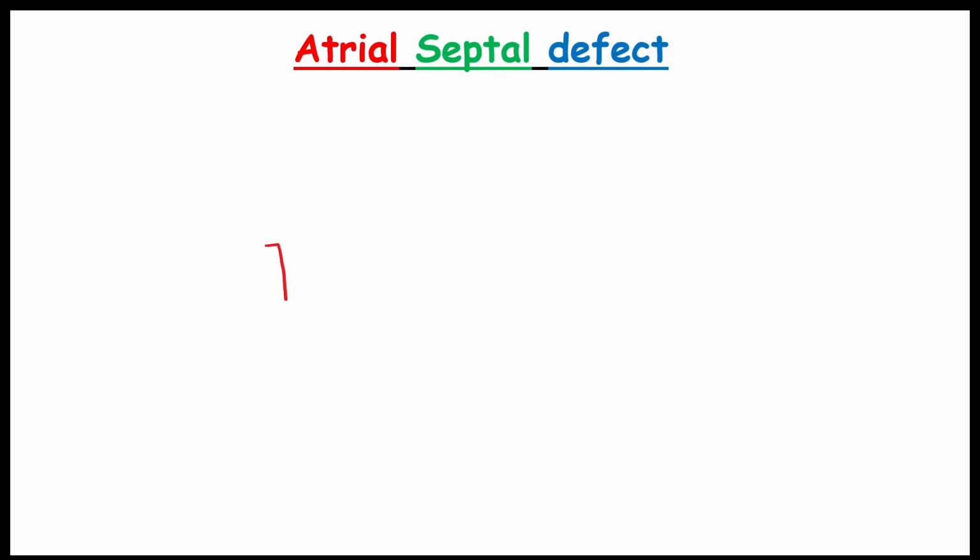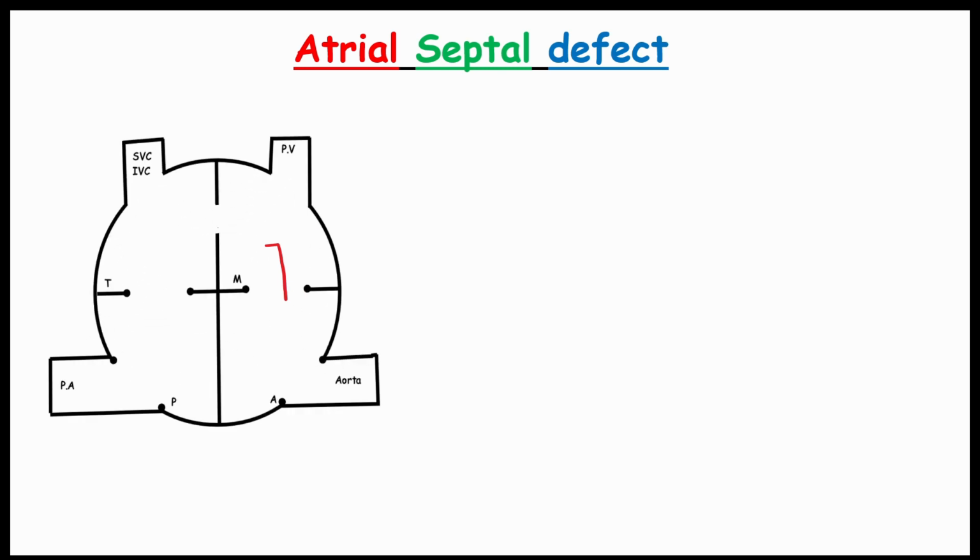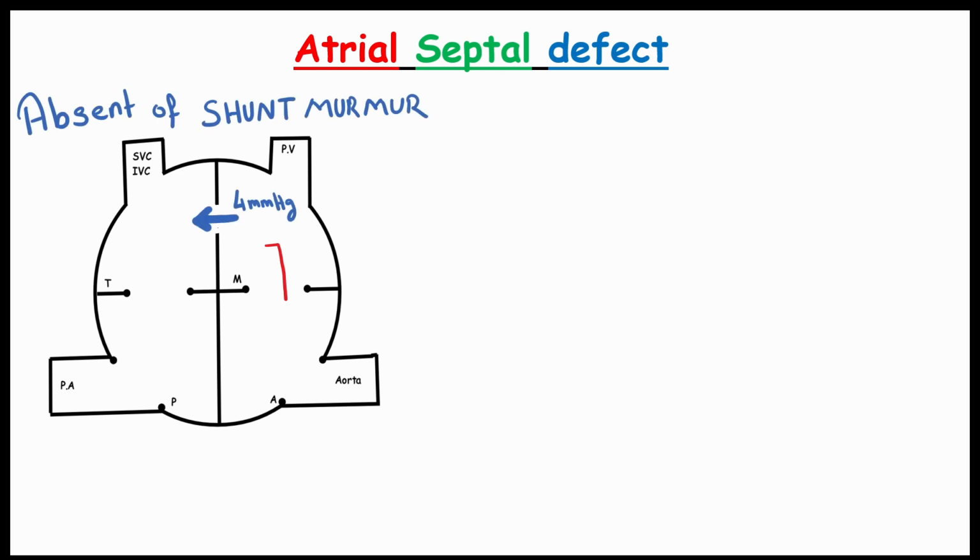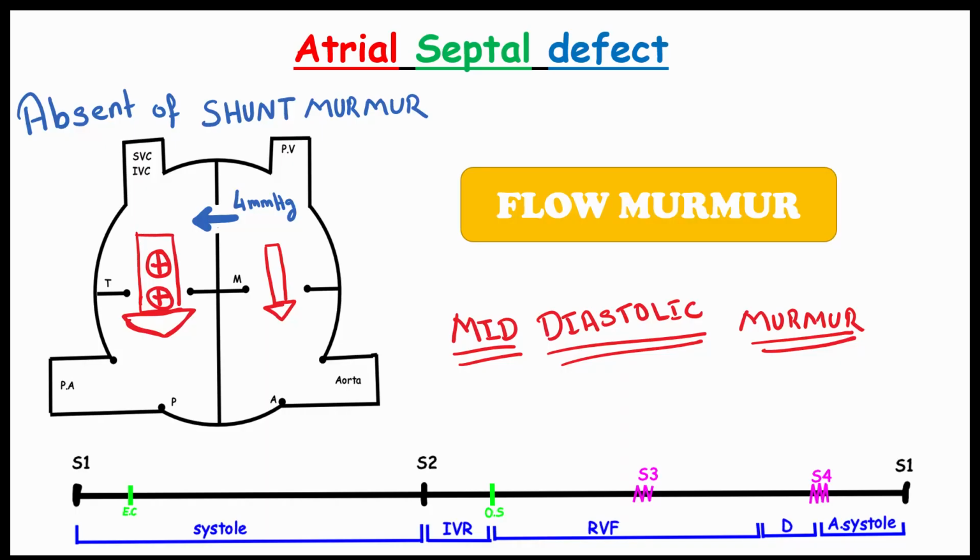Okay, let's move to atrial septal defect. In atrial septal defect, there will be a shunt between the atria, but the pressure gradient between the left atrium and the right atrium is 4 mmHg. Due to the small pressure gradient, the shunt murmur is absent. So in this case, increased blood in the right atrium causes more blood flow to the right ventricle. This leads to a flow murmur. In flow murmur, we could hear a mid-diastolic murmur.